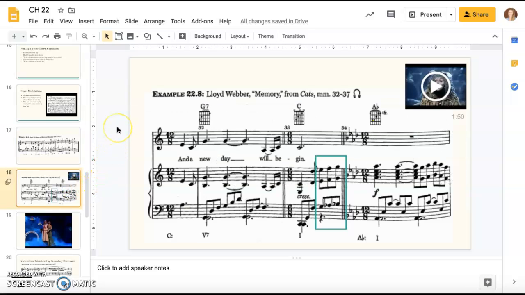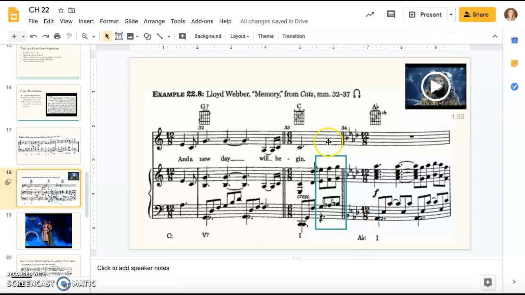Here's an example from Cats. You can usually see a direct modulation easily by the change in key signature, especially if it's not to a relative major or minor where they would share the same key signature. So then we're in C major, and then we have this lead-in to measure 34, and now we're in A flat. So we have that key change happening. This is very, very common in more contemporary music and musicals, and especially musicals. So please listen to this version of Cats.